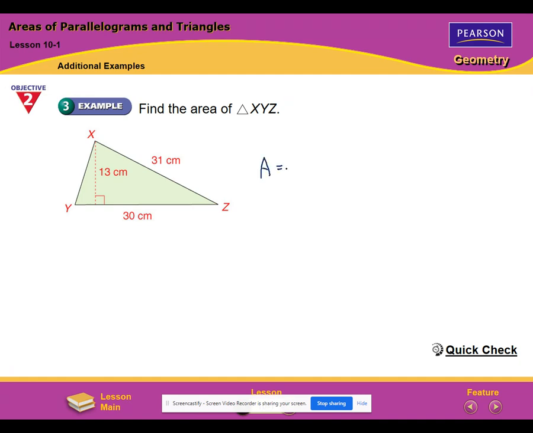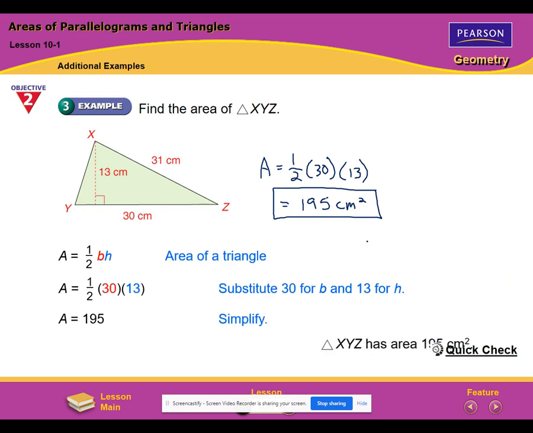Write your area formula: 1/2 base times height. That would be 1/2 of 30 times 13. Use your calculator as you need to. I get 195. Work and answer. 195, this would be centimeters squared. Work and answer.